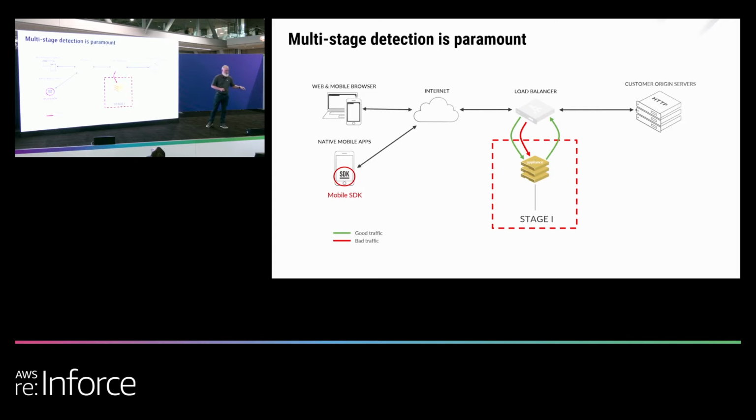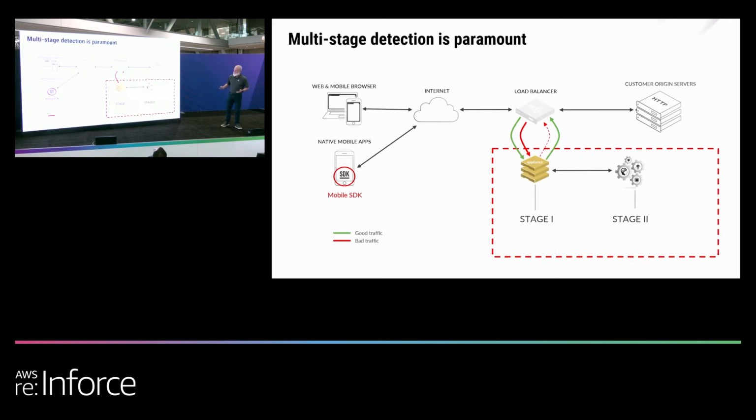If it's bad, it takes some sort of mitigating action. Well, look, there's something missing there, right? No red line, but that's a pipe dream. In reality, there will occasionally be bad traffic reaching origin. Attackers retool, new tools emerge. You have to have a second stage.